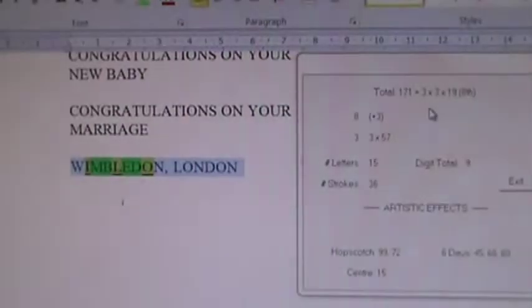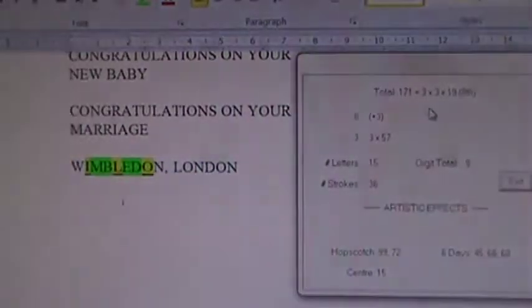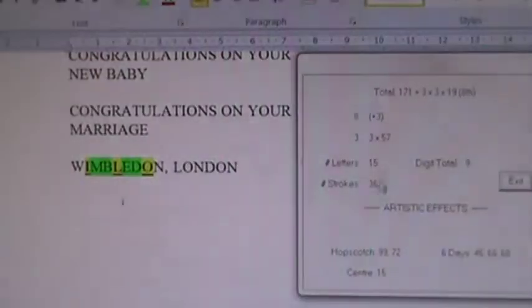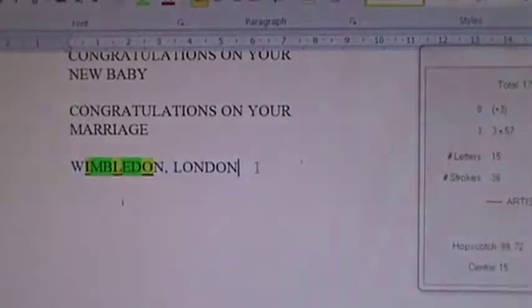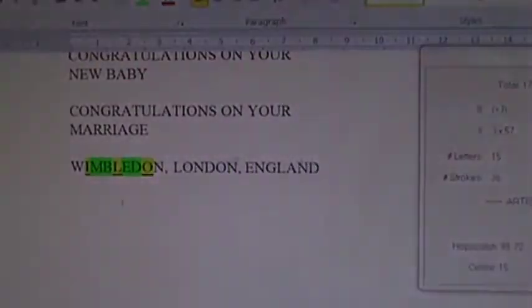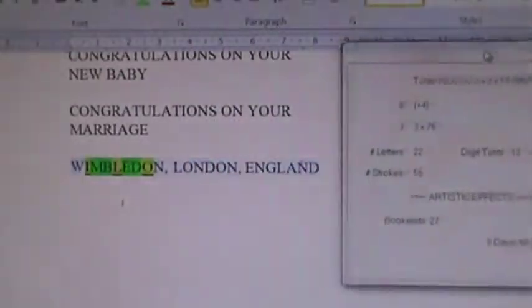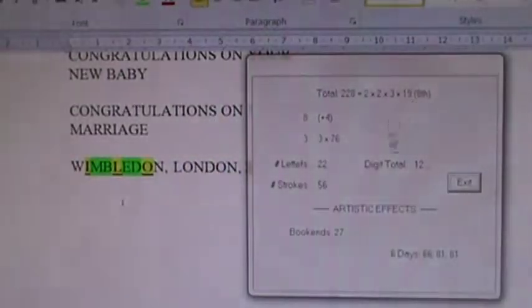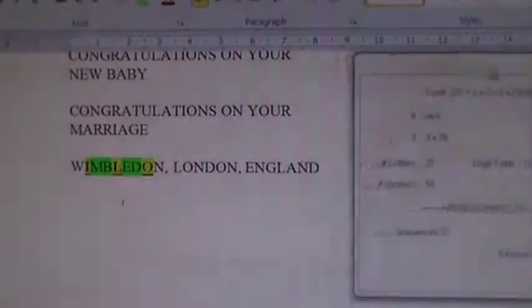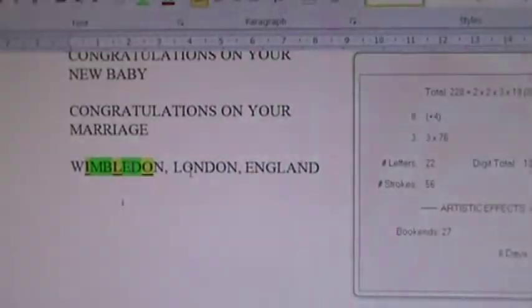Done. Okay. And then England divides by, in fact, that's really obvious. Look at that. Total letters and strokes divide by 3, 3, 3, 3, 3, 3. And then add England to the party, because England divides by 3 all by itself. So now Wimbledon, London, England. Now you're up to my full birth name. Divides by 3, stunningly. There you go. So, done. We solved Wimbledon to our satisfaction.